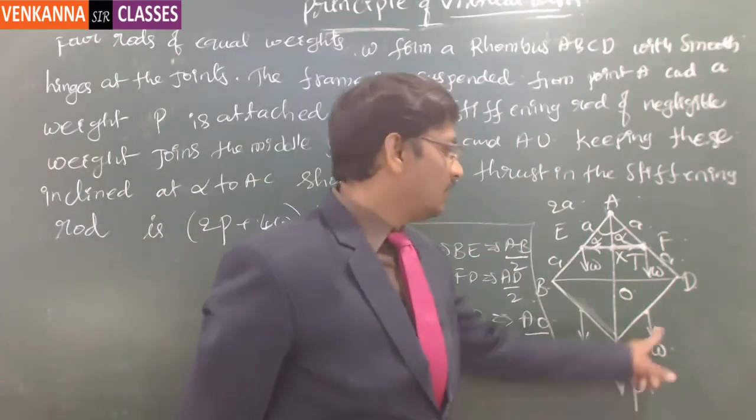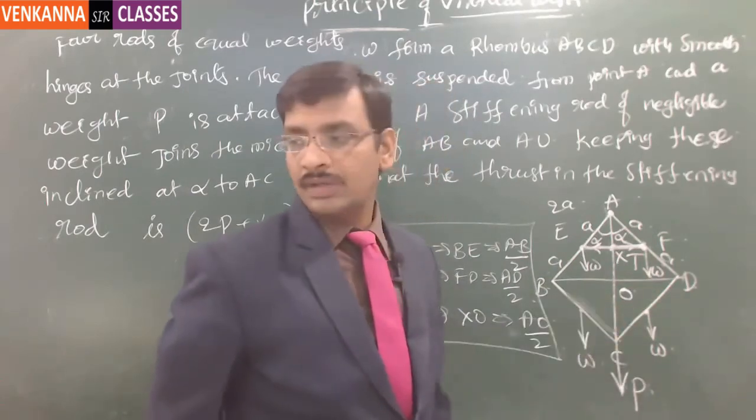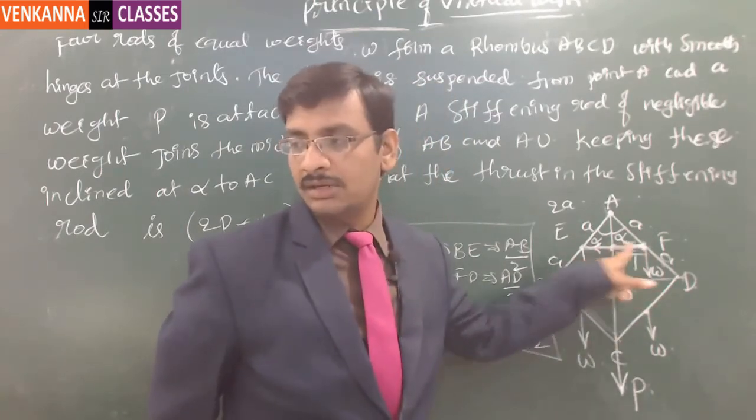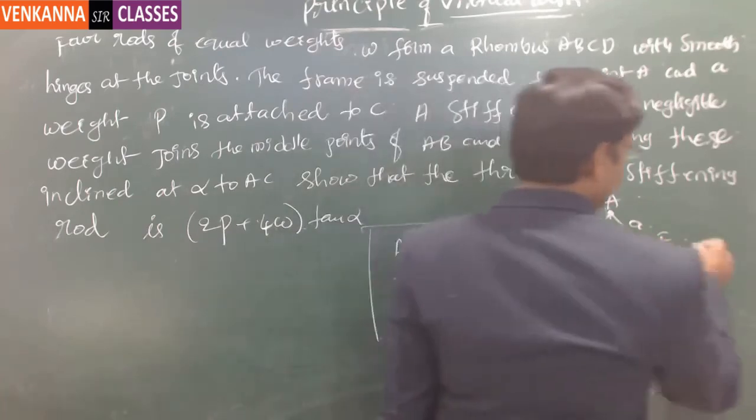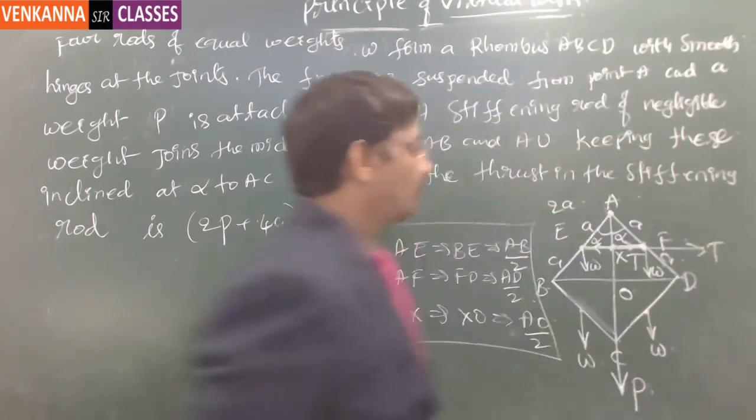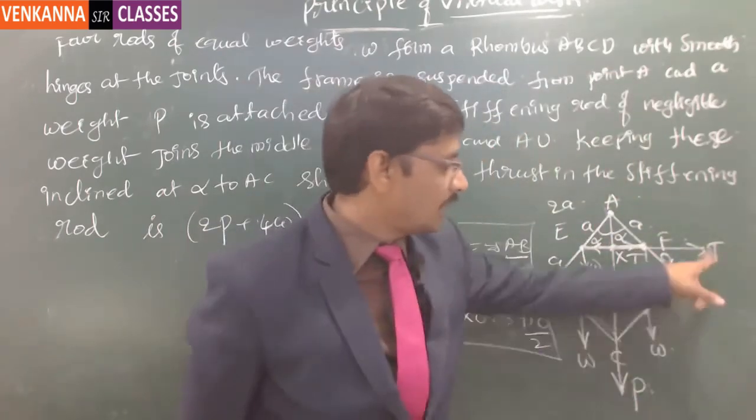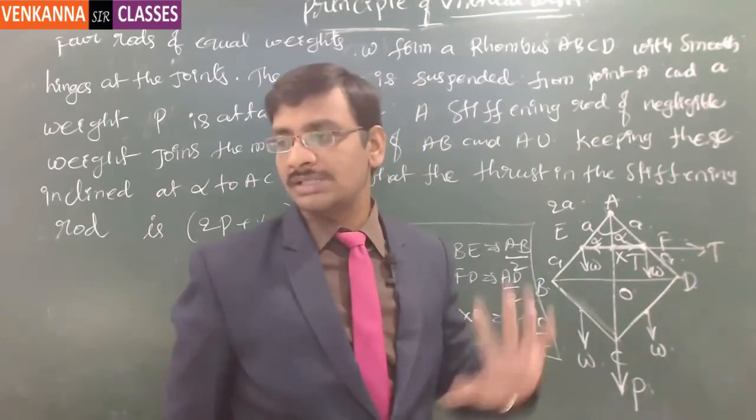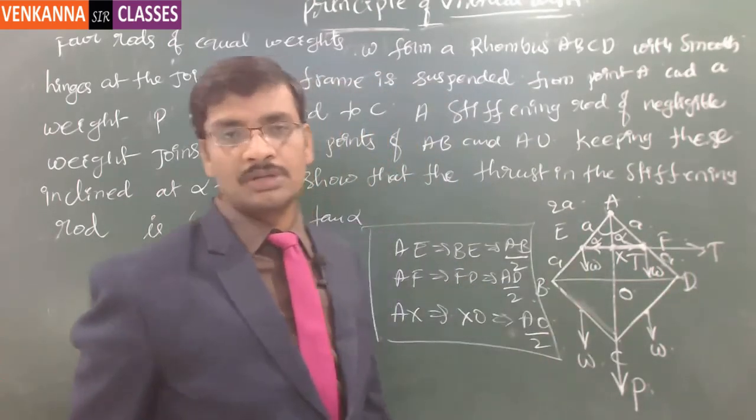This P is there and 4 different W's are there, and there will be one thrust which is acting in the horizontal direction. So this is the thrust direction. Now if you notice, 4W, 1P and 1T. So total 6 different forces are acting on this particular structure.